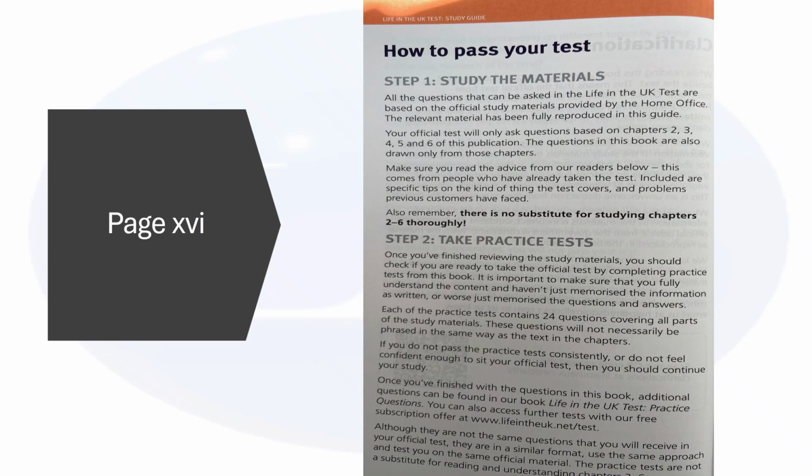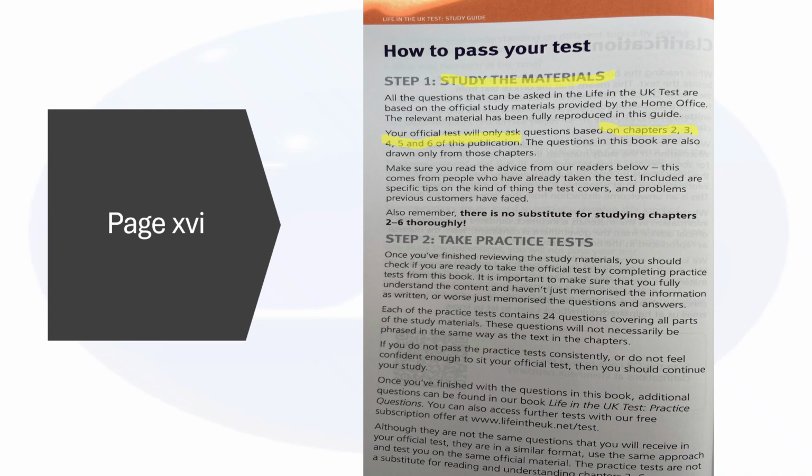Right, how to pass the test? Once again, the same thing. You would try to get the book, and then you will try to focus on chapter number 2, 3, 4, 5, and 6. And all of these questions come from the book, you remember, please. And this is the approved Home Office study material. So what study materials do we need to use? The book, obviously. This is the approved one from the Home Office.